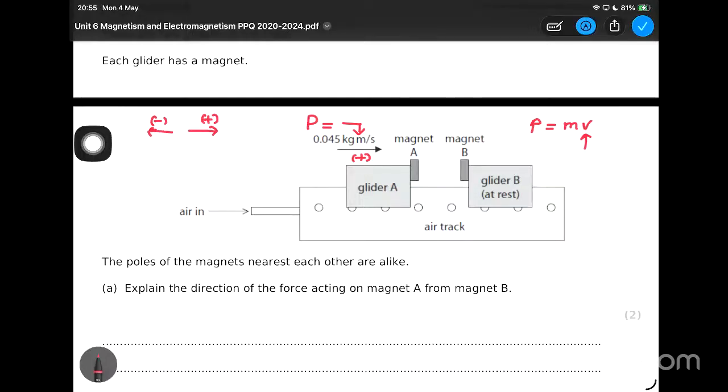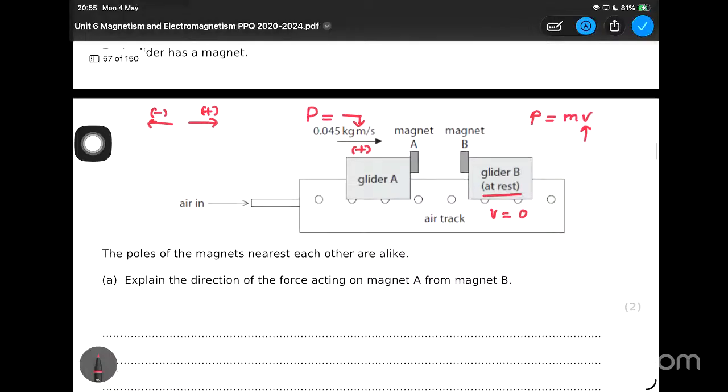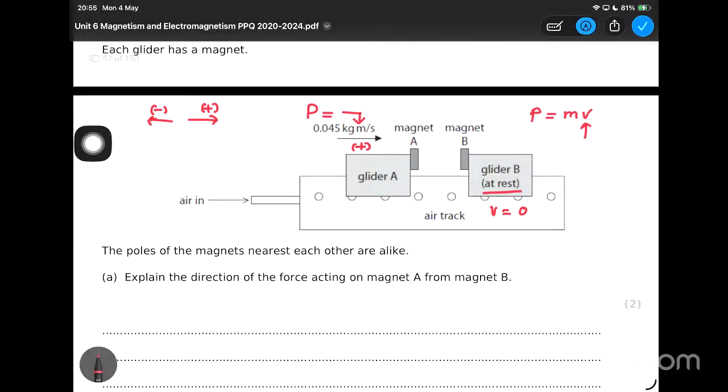So here we can see glider A and glider B, and here there's a point given: glider B is at rest. So which means here the velocity is zero, right? It is a stationary object. The poles of the magnets nearest each other are alike. They are alike. So it can be either North Pole or South Pole, right?